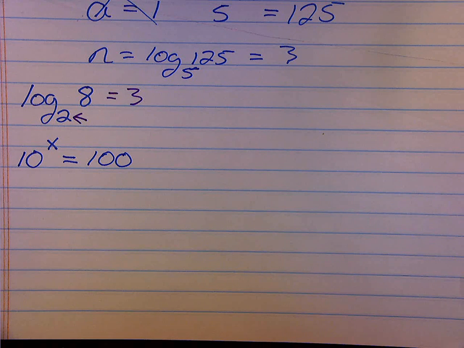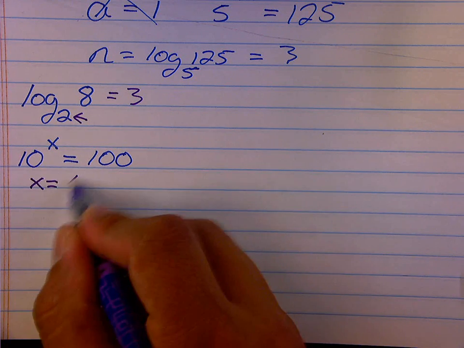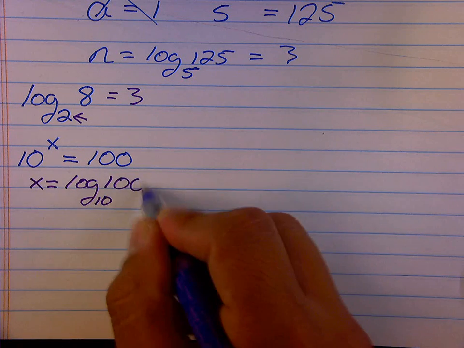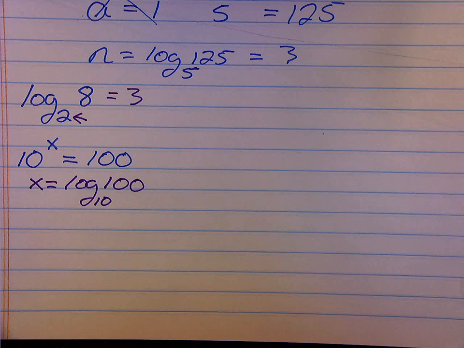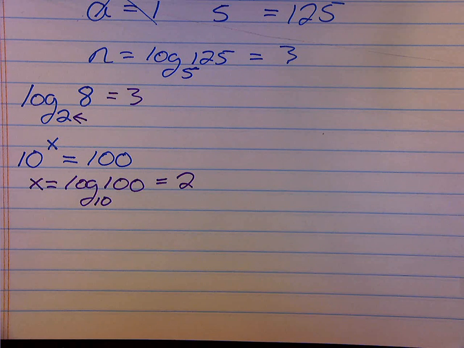I can take this equation here and take it out of exponent form and put it into logarithmic form. By doing so, it changes the focus. Now I can say x is the exponent I put on 10 to get 100. And I know that that exponent is in fact a 2. Why? Because 10 times 10, or 10 raised to the second, is in fact 100.